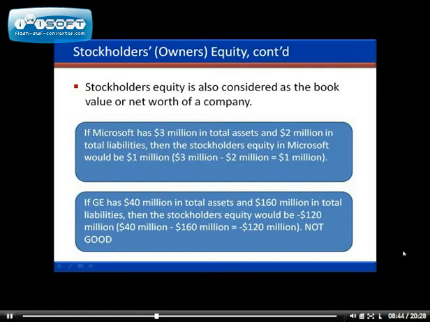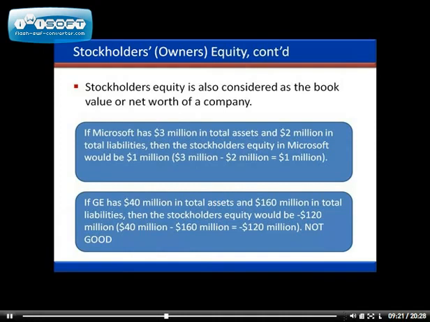So let's look at a couple of examples here. If Microsoft has $3 million in total assets and $2 million in total liabilities, then the stockholders' equity in Microsoft would be $1 million. Basically, I got that from subtracting $2 million from $3 million. Let's look at another example. If GE had $40 million in total assets and $160 million in total liabilities, then the stockholders' equity would be a negative $120 million. That's not good.